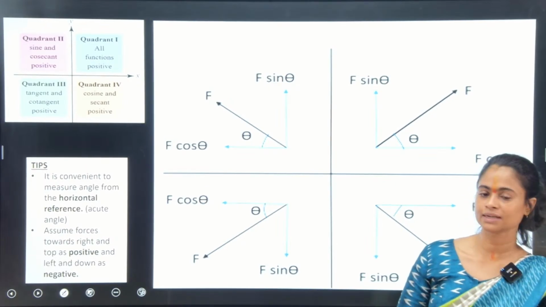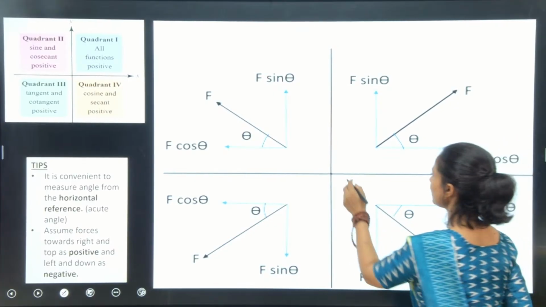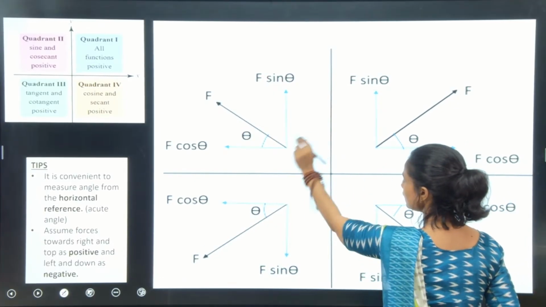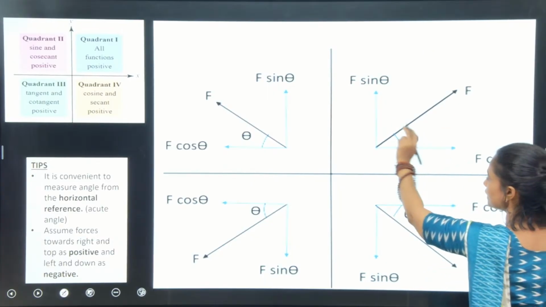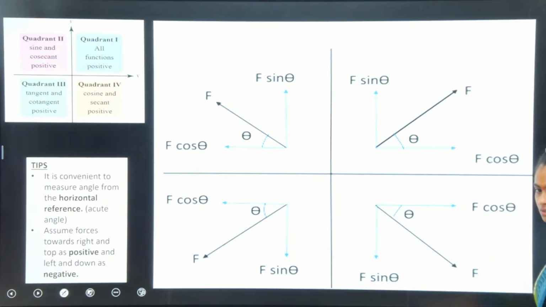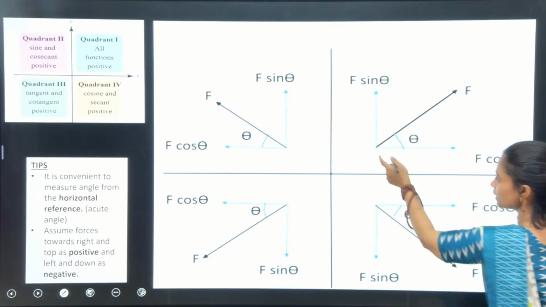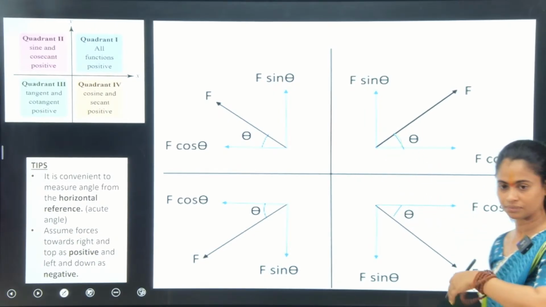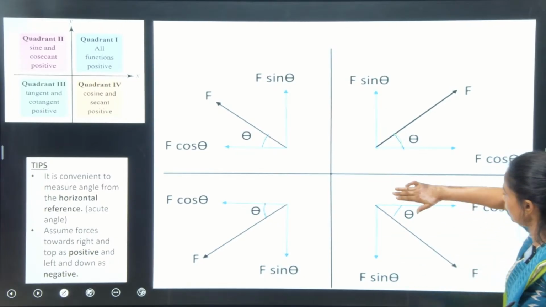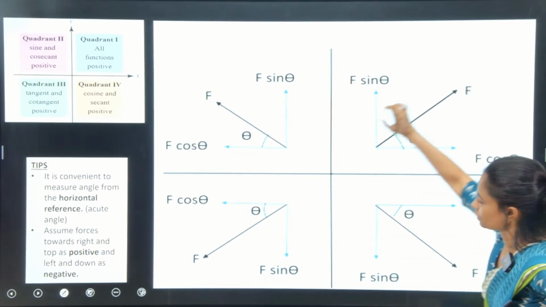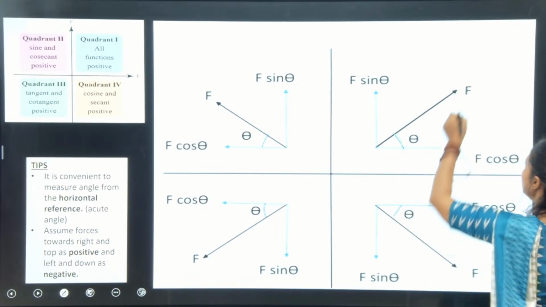So to clear that, we have to take different cases of the force. Here I have taken the force in each quadrant. The force F is lying in each of the 4 quadrants, and it is inclined at theta degrees with the horizontal. And you can see that all the 4 forces here are pull type forces.